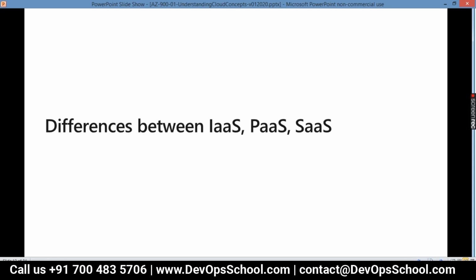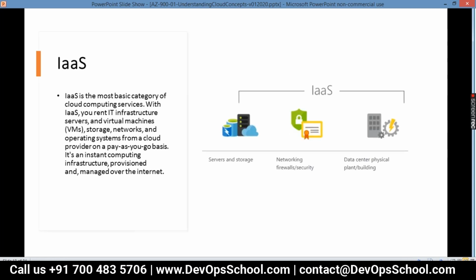Okay, so let's discuss infrastructure as a service. Try to understand: infrastructure as a service is the most basic category of cloud computing service. With it, we are going to rent the infrastructure from the cloud provider, either Azure, AWS, Oracle, or Google. Infrastructure may be network, storage, virtual machines, operating systems. Everything comes under infrastructure.